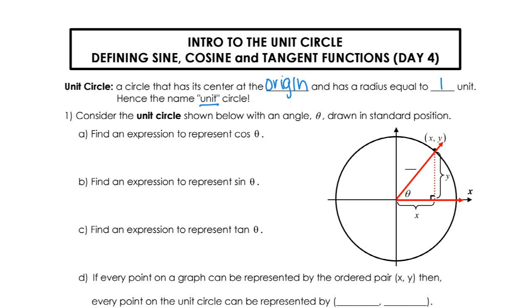Okay. So in number 1, it says, consider the unit circle shown below with an angle theta drawn in standard position. So this red angle is what the angles we've been talking about. And this angle theta here is our first quadrant angle, and they are asking us to find an expression to represent cosine theta.